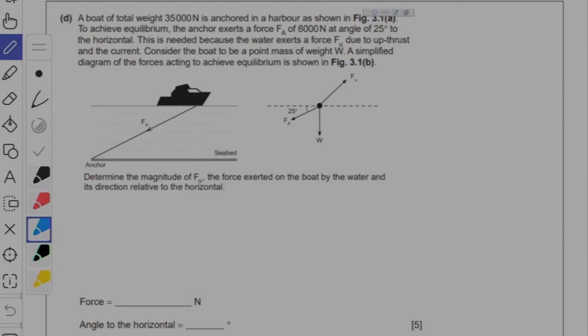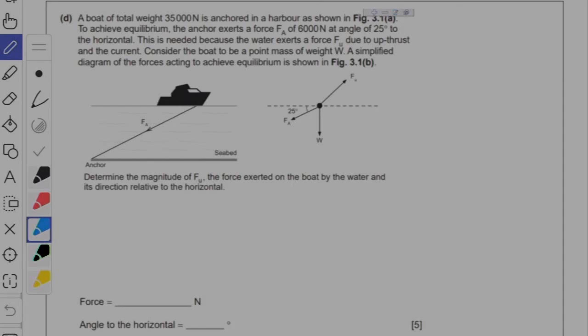Part D then, a boat of total weight 35,000 newtons is anchored in a harbour as shown in figure 3.1. To achieve equilibrium, the anchor exerts a force F sub A of 6,000 newtons at an angle of 25 degrees to the horizontal. This is needed because the water exerts a force Fu due to both upthrust and the current. Consider the boat to be a point mass of weight W, and a simplified diagram of the forces acting to achieve equilibrium is shown in figure 3.1b.